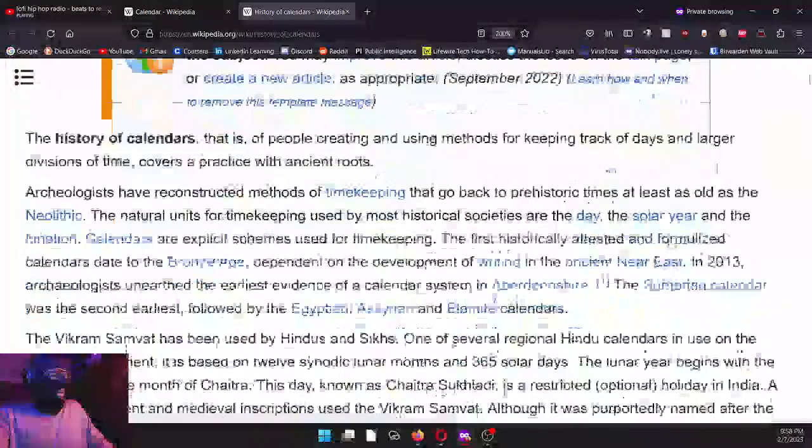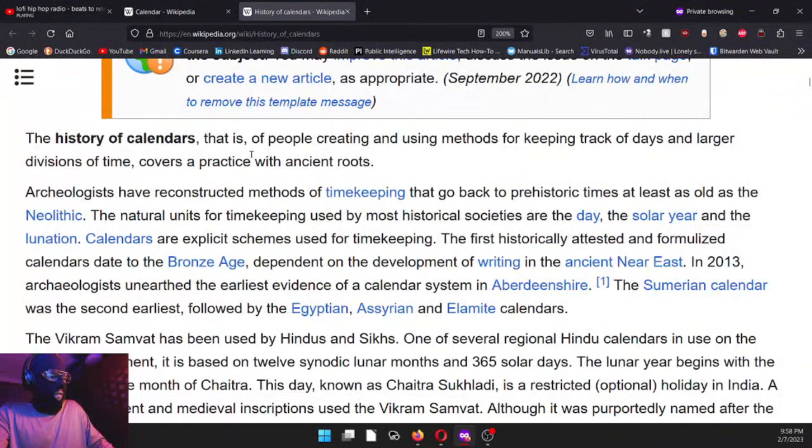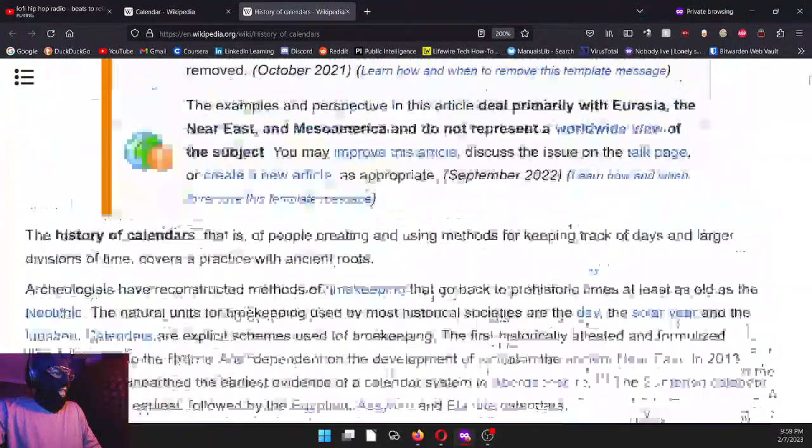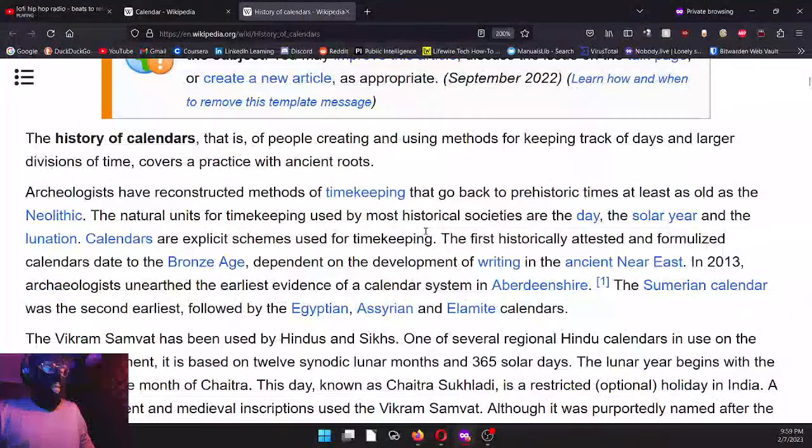Now, the history of calendars. The history of calendars, that is of people creating and using methods for keeping track of days and larger divisions of time, covers a practice with ancient roots. Archaeologists have reconstructed methods of timekeeping that go back to prehistoric times, at least as old as the Neolithic. The natural units for timekeeping used by most historical societies are the day, the solar year, and the lunation.